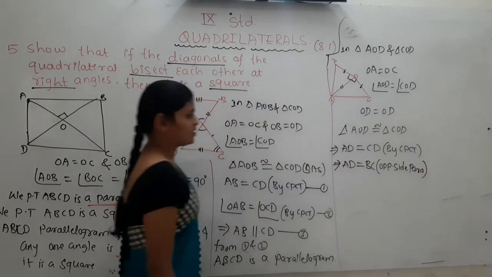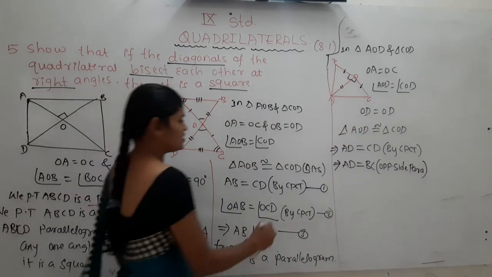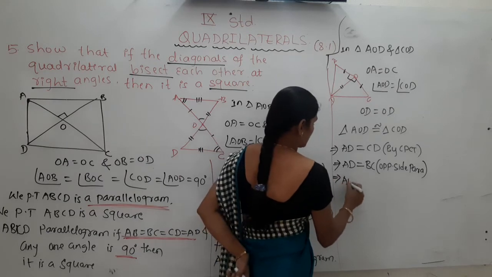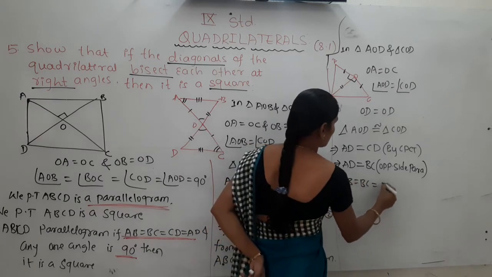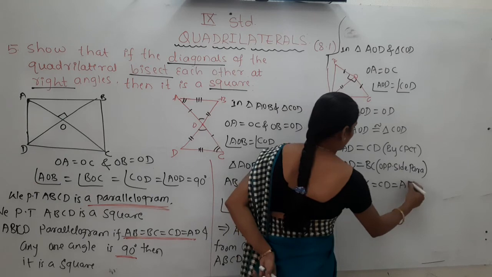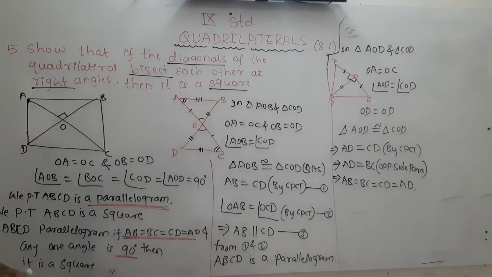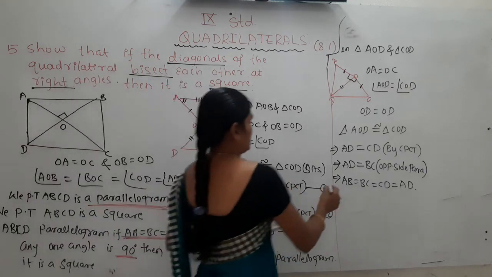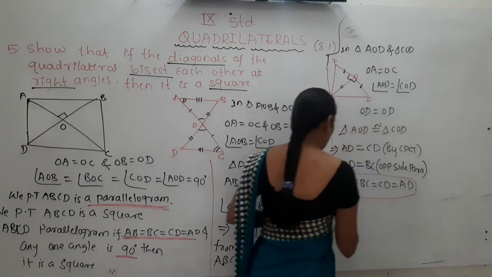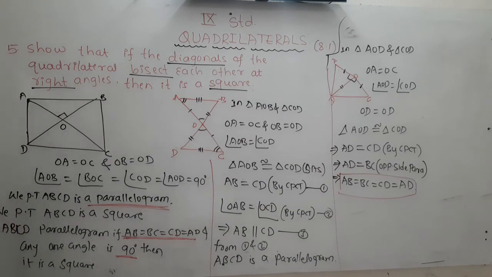Have it in shortcut. Then this implies all four sides are equal: AB equals BC equals CD equals AD. Once the proof is done, all four sides are equal. Then one of the conditions is over. Then we have to prove one more condition.